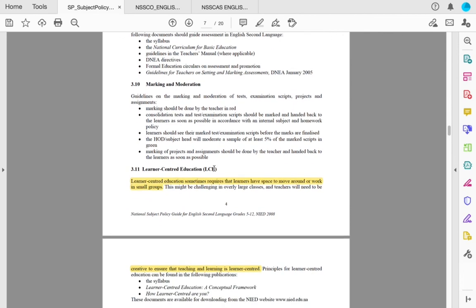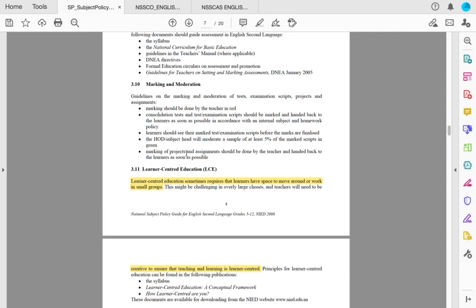And then the HOD should sample, moderate at least 5% of the papers that you have marked. For example, if you have 40 students, the HOD or subject head needs to moderate at least 5% of the 40 learner scripts that you have marked.